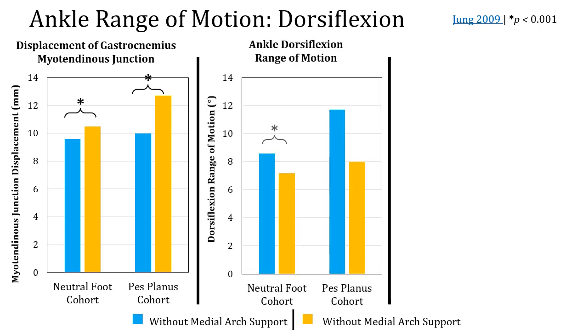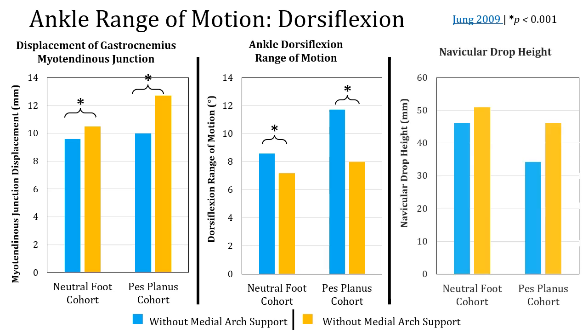And then if we look at the ankle dorsiflexion range of motion, that was actually different, where once again you can see that we get more range of motion out of the ankle when we have adequate support with the medial arch support. And then the navicular drop accordingly. So you're looking at the navicular drop height, and once again we get a better stabilization of the navicular drop, particularly in the pes planus foot, when there's a medial arch support.